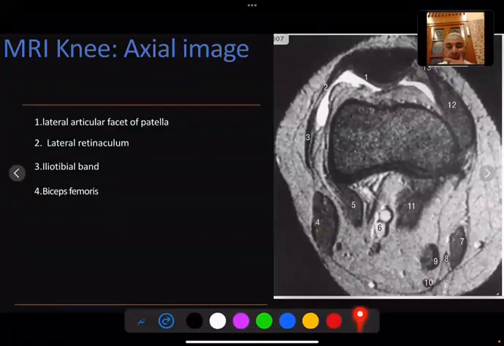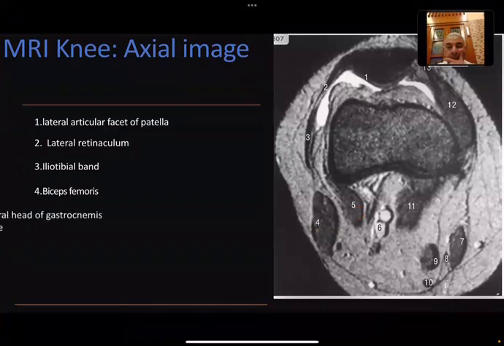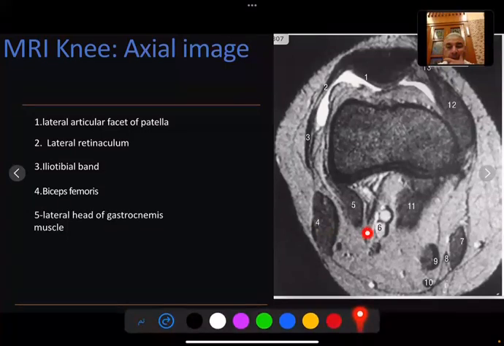Number 5, lateral head of gastrocnemius muscle. Okay. Number 6.